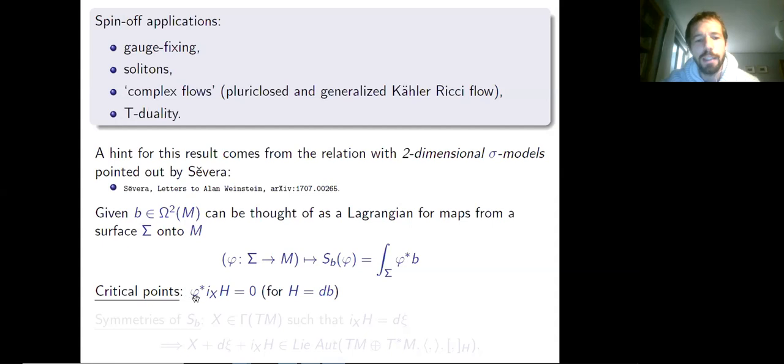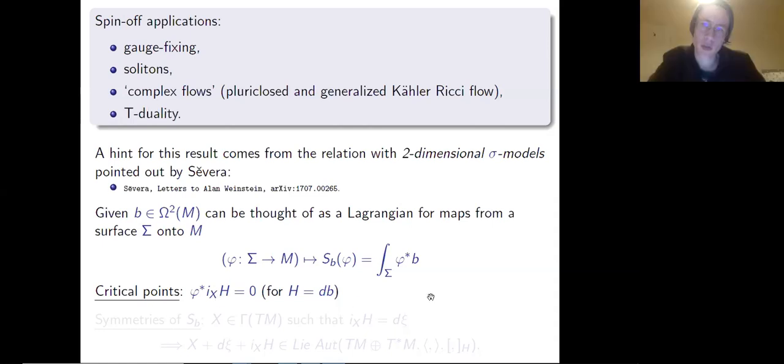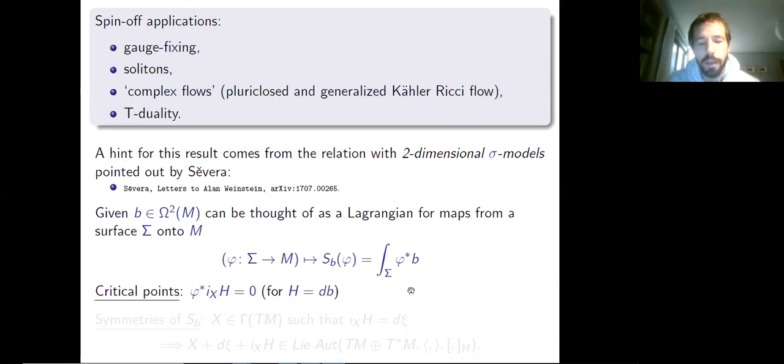I don't know, probably this is not the best way of writing this equation, because I wrote a pullback. Maybe this is what is confusing you. Isn't the critical point a map? It's supposed to be a map. Oh yeah, sorry, I understand now your point. So the critical points are maps, and the equation says that for any x which is tangent to that map, phi star ixh is 0. Yeah. And what I'm saying is that this equation makes sense even if h is not exact. Yeah, the critical point is the map.